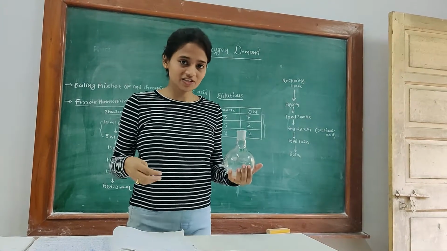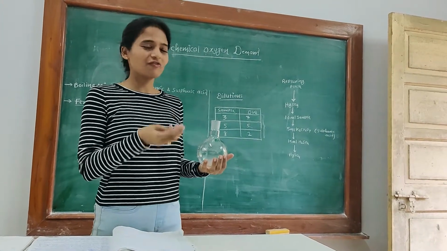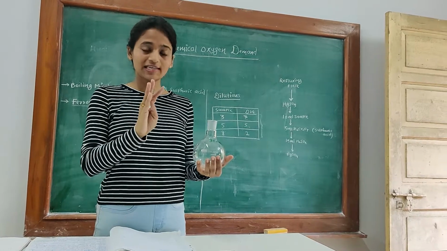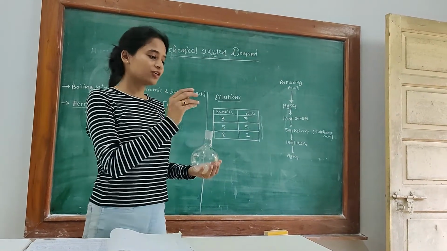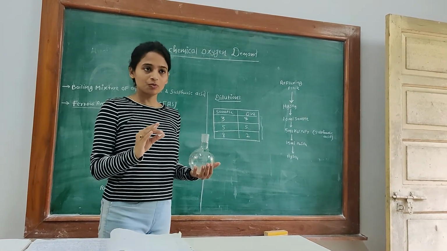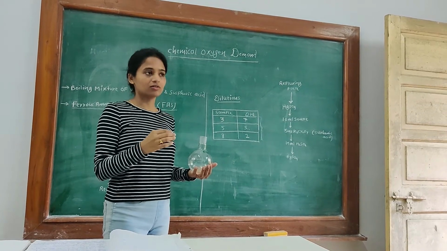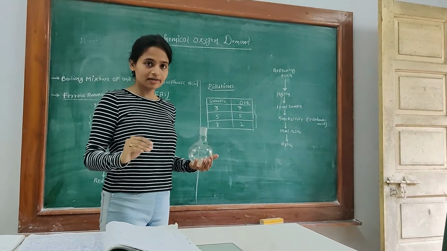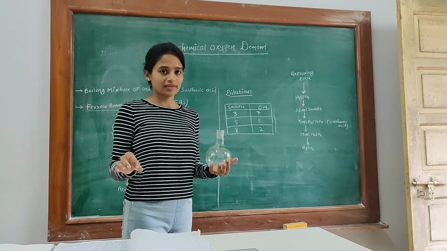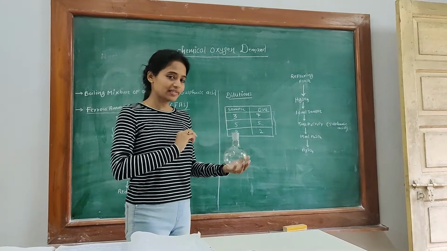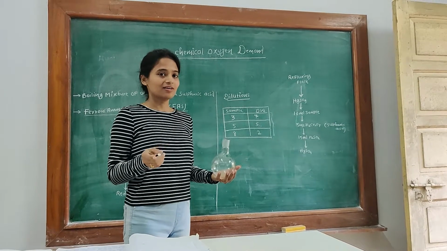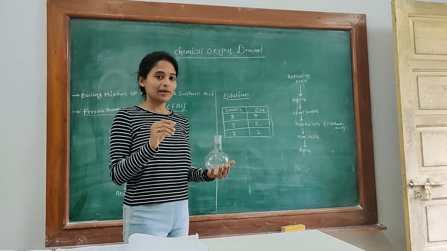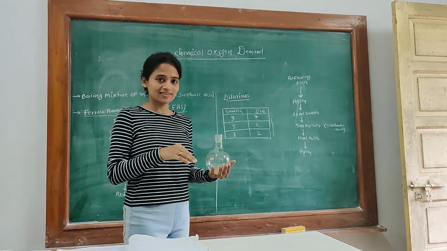What is our intention? In simpler words, we need to measure the amount of remaining potassium dichromate. But if chloride is present, what will happen? Just think about this. It will be utilized, right?